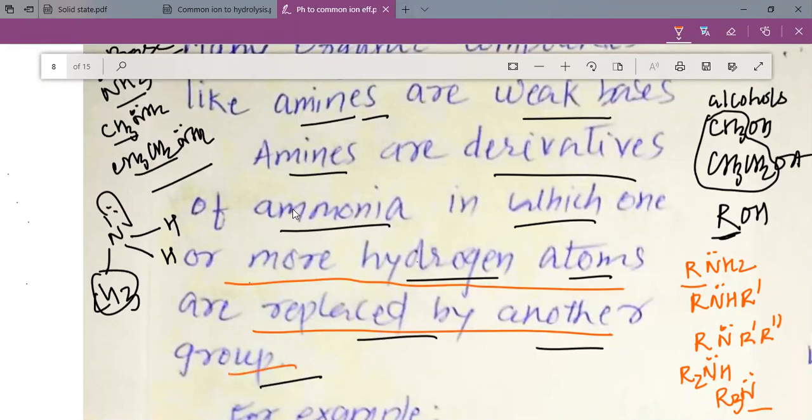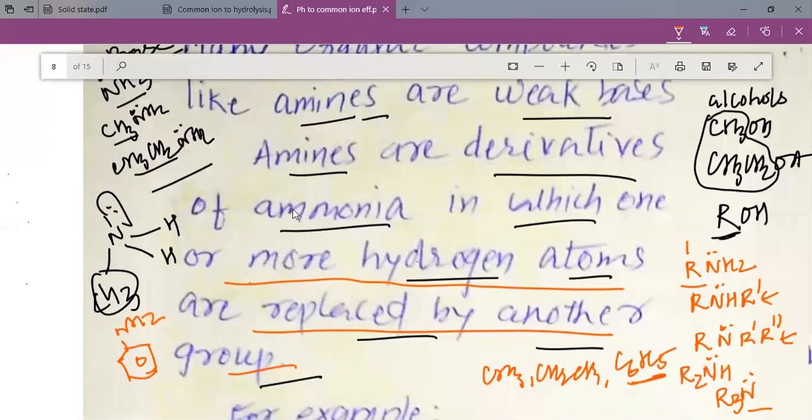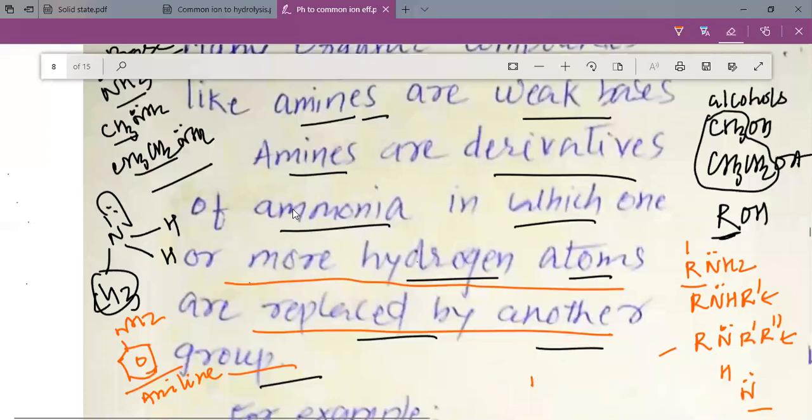In these amines, one or more hydrogen atoms are replaced by another group. Another group may be R, R dash, R double dash, or you can say it may be CH3, it may be CH3CH2. It may be sometimes C6H5, which is benzene. So you can even have an amine with benzene and NH2. This is what is known as aniline, which is also an amine. So this is how, my dear students, you understand about amines. I hope it is clear to you.